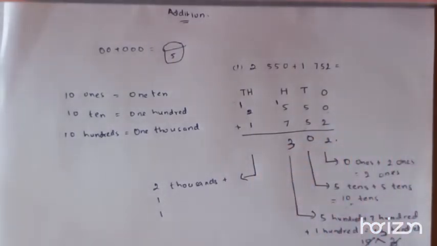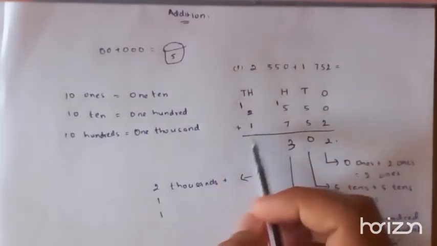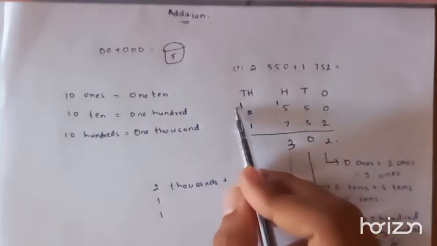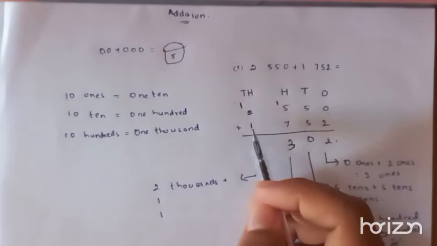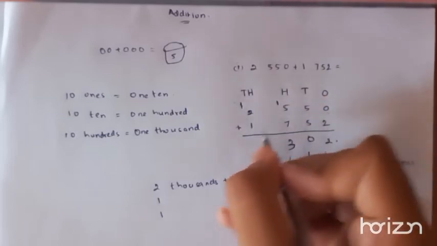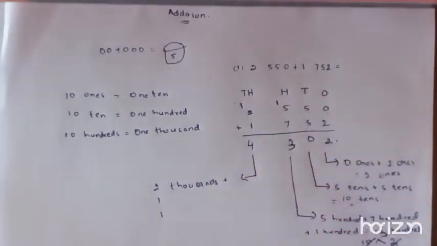All right, so in here we're going to add the thousands column together. That is 2000, add 1000, add 1000. So when you add them all together, we would have 4000 as the answer. So the final answer of this question would be 4302.